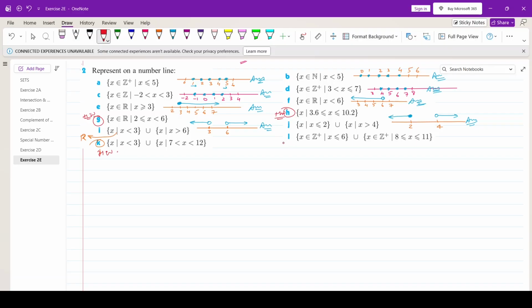And let's do part L. Part L says a set of all x such that x is a positive integer less than or equal to 6. Now positive integers start from 1, 2, 3, 4, 5, 6. Positive integer less than or equal to 6. So we have all these points.